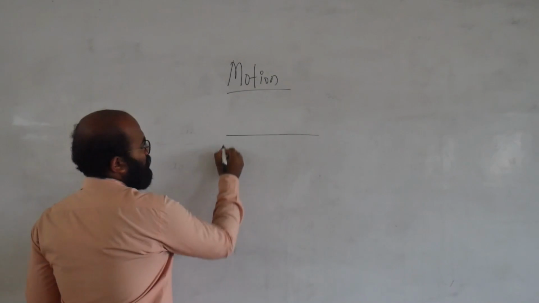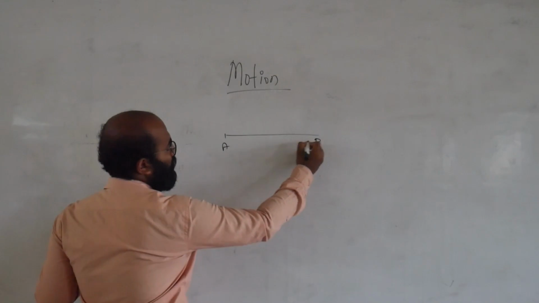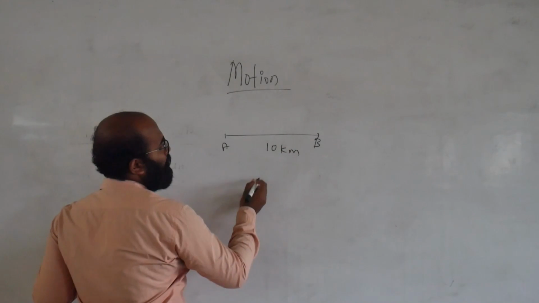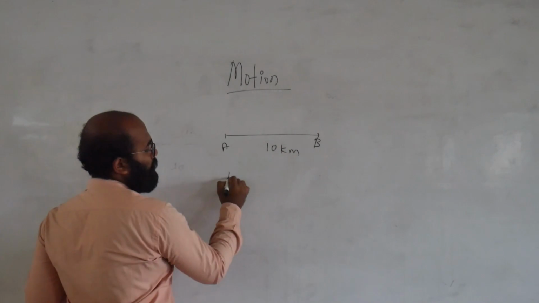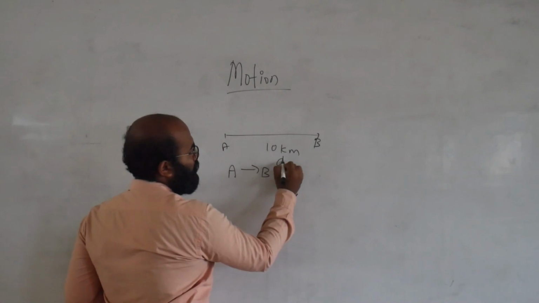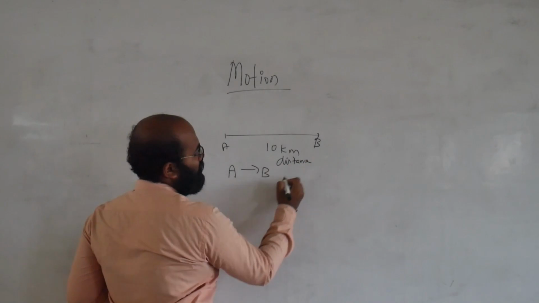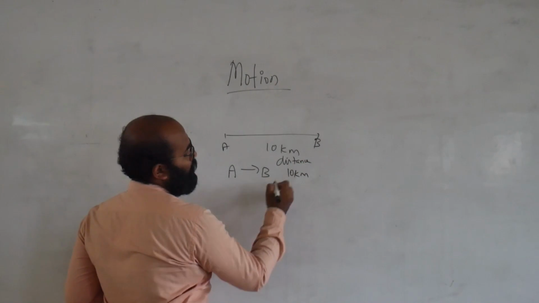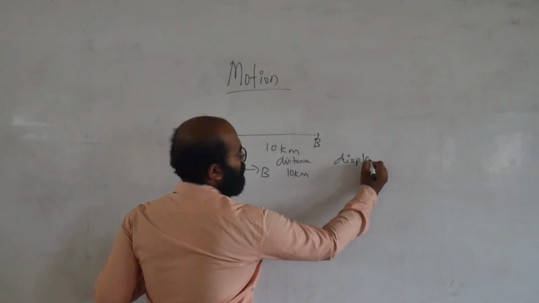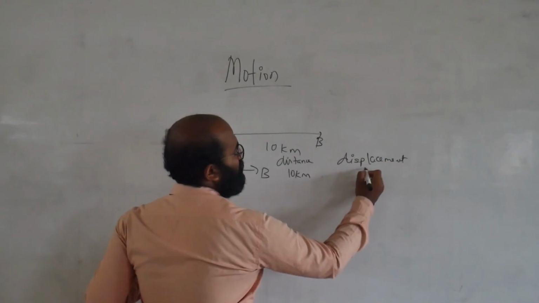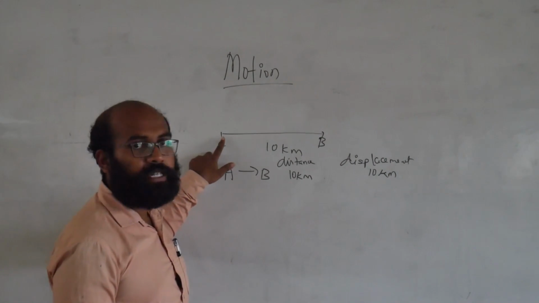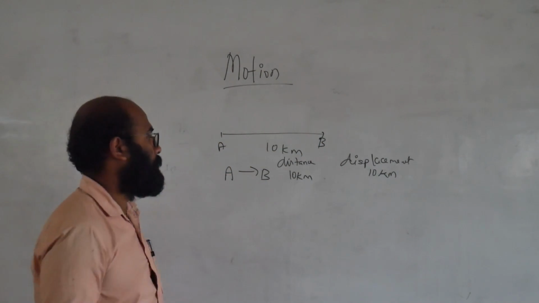If this is a straight line A and B, and the distance between them is 10 km, then traveling from A to B, the distance will be 10 km, and the displacement will also be 10 km, because the distance between the initial point and the final point is 10.